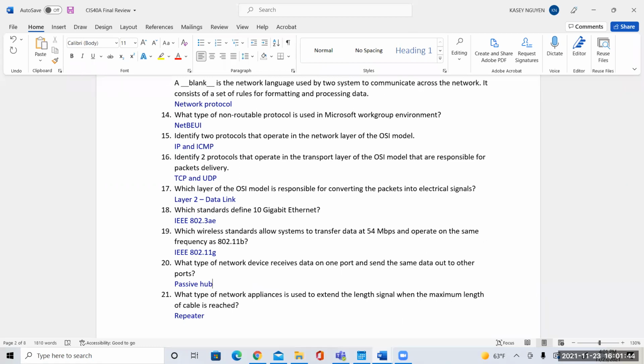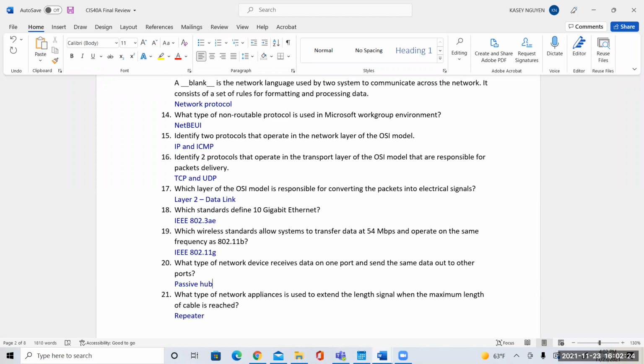21. What type of network appliance is used to extend the length of signal when a maximum length of the cable is reached? So you would use a repeater. Now you can also use a coupler, but the coupler doesn't keep the entirety of the signal, right? You have degradation in signal when you use a coupler. What I'm talking about with a coupler is you attach a cable with another cable. It's an adapter that you would hook the two cables together.